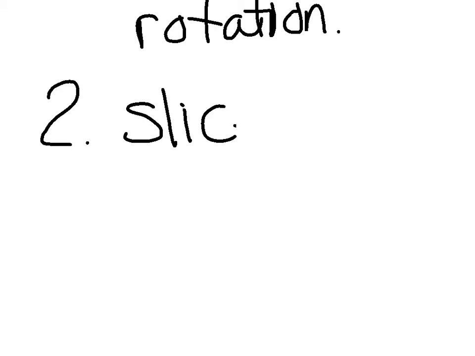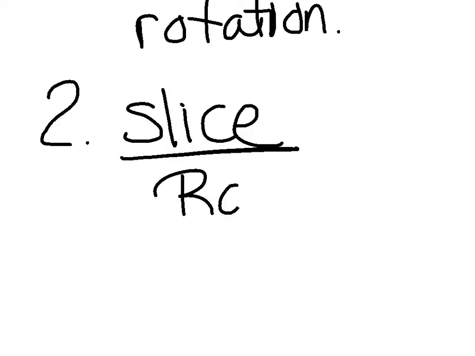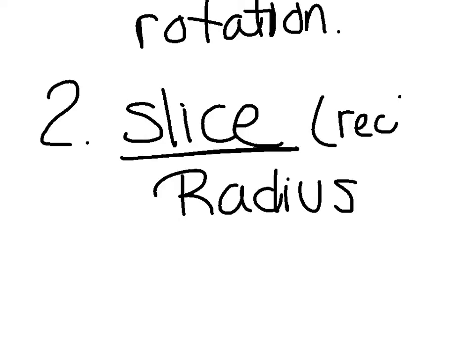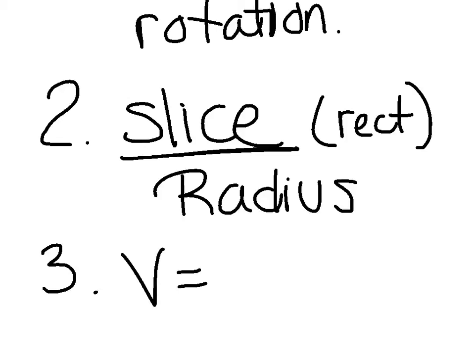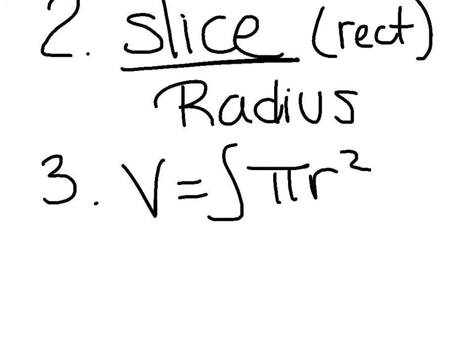The second thing you need to say to yourself is your slice, and that's the word we're going to use for our rectangle, is always the radius. So your slice, which again is the rectangle, is going to be equal to the radius. So to find volume, you are just saying integrate pi r squared, which in fact is just the area of a circle.